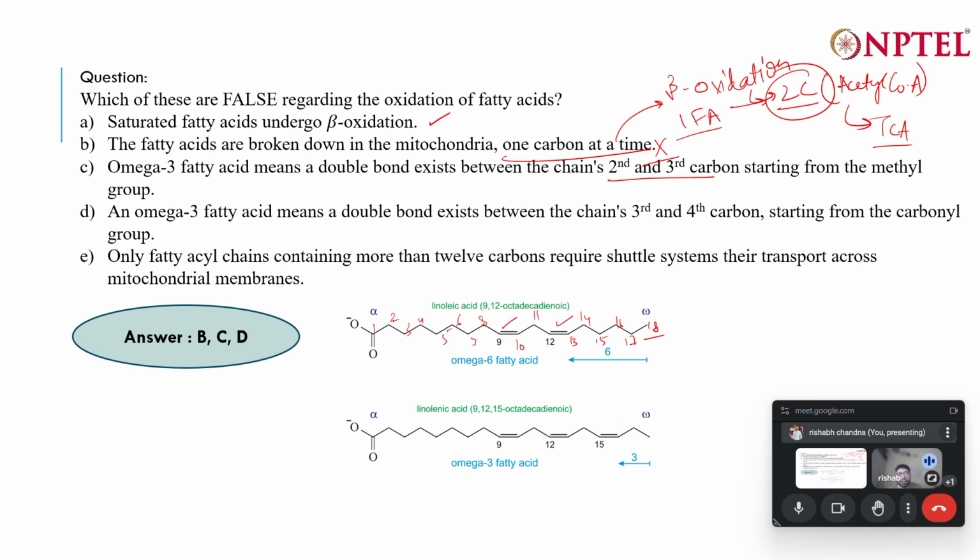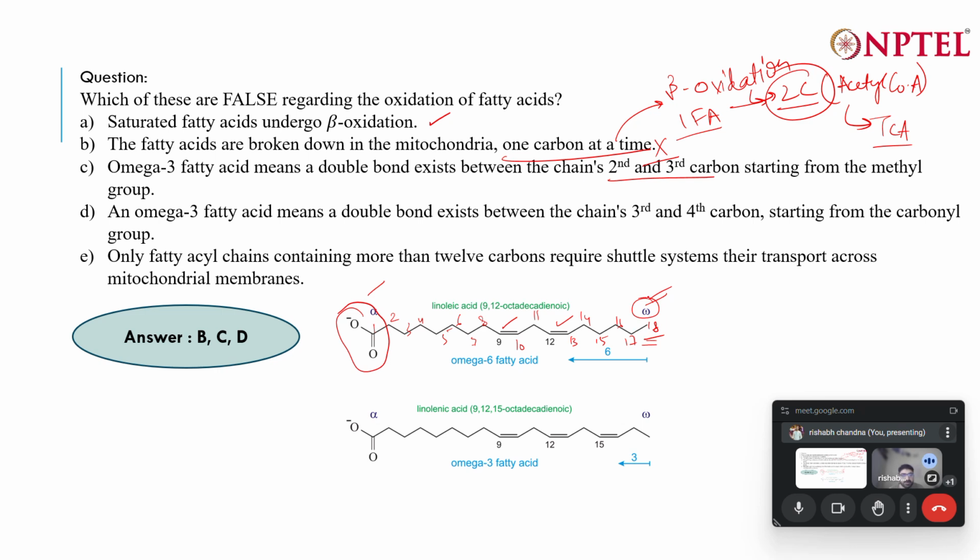So there are two forms of fatty acid labeling. First is that which starts from the carboxyl group of the fatty acid. That is the general nomenclature that we use for labeling the fatty acid. And the second one is starting from the omega carbon, that is the last carbon of the fatty acid, the methyl carbon.